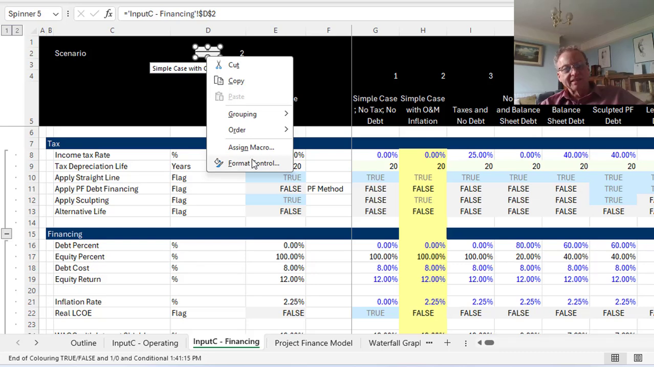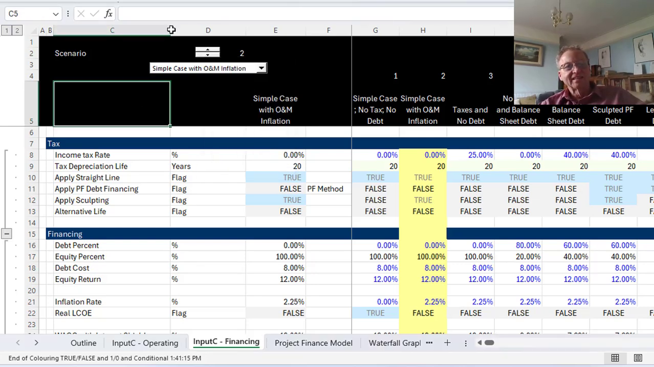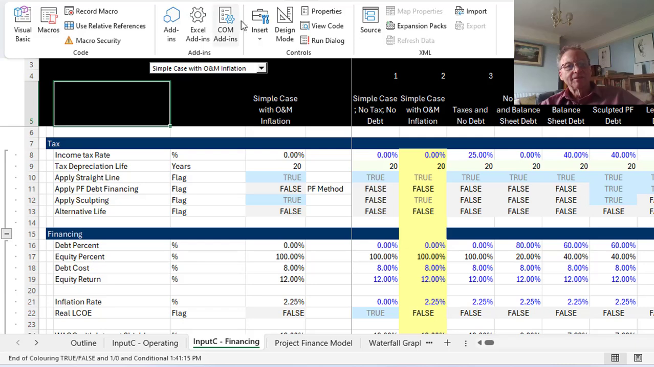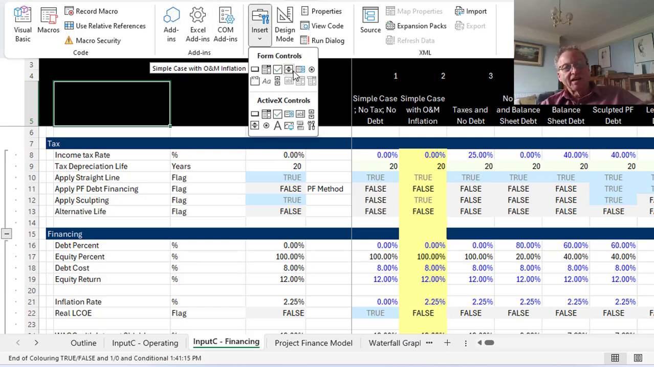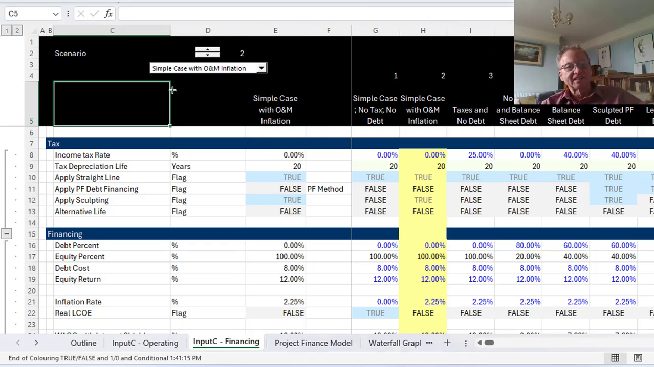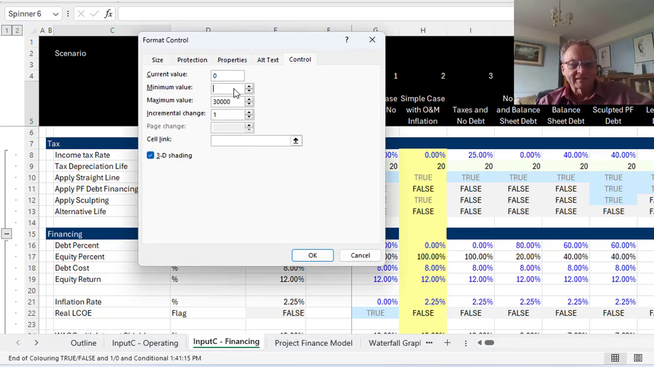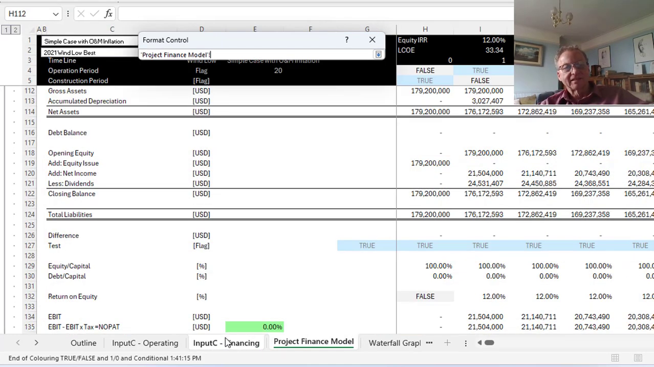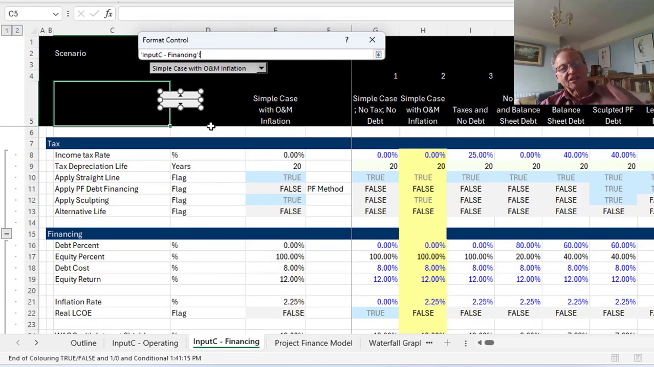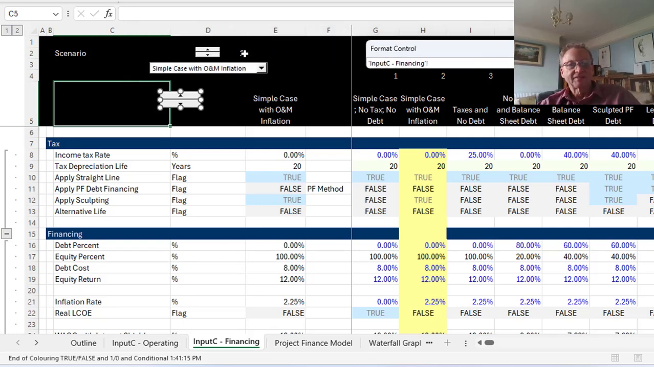I could change it here, or I could change it with a little spinner button. To get these little things, you go to the developer tab, go to insert, find the button, and put it in. When you attach it, you're going to go from 1 to 20 or whatever you want. The big trick is to make absolutely sure you go to one page, back to the other page, and so you can switch this to a different page, and you just then attach it.